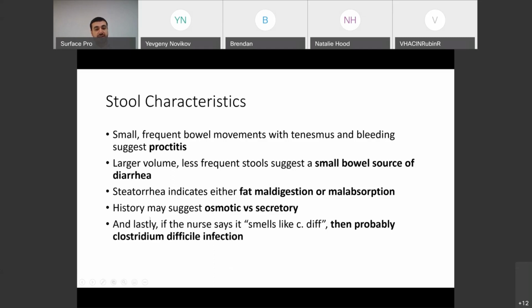And lastly, if the nurse says it smells like C. diff, then probably C. diff infection. There's no data to support that. I'm just joking about that.